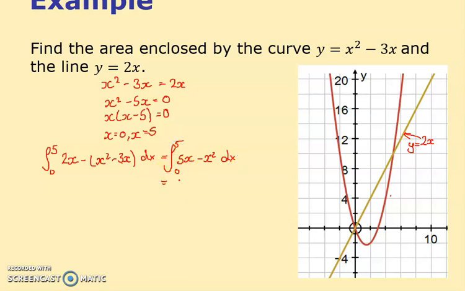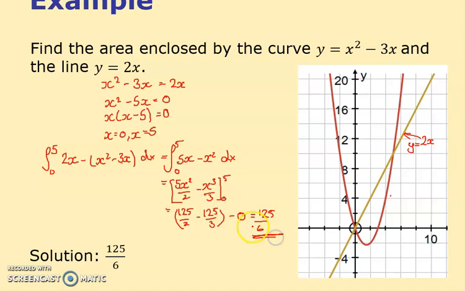Integrate, I get 5x squared over 2. This looks a lot easier, this one. Minus x cubed over 3. 5 into there and 0 into there. 5 into that, I get 125 over 2, minus 125 over 3, minus nothing. I think that's 125 over 6 if you do it. Good, it was. So that's 3 examples we've seen, I think.